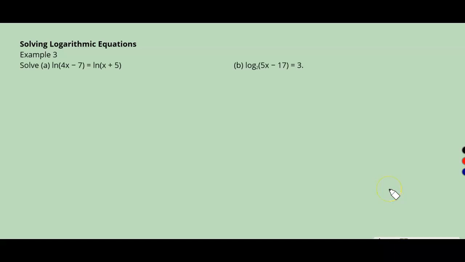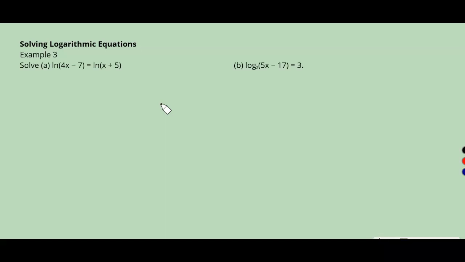All right, we are continuing on solving exponential and logarithmic equations. We're on example 3, and it says solve ln(4x minus 7) equals the natural log of x plus 5. Since this is natural log, we know that this has a base e. So natural log always has base e. Since this equation has a natural log on both sides, we can drop the log like the property says.